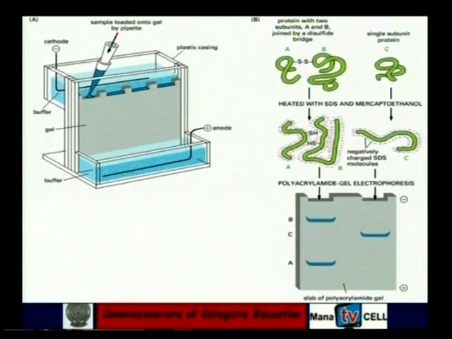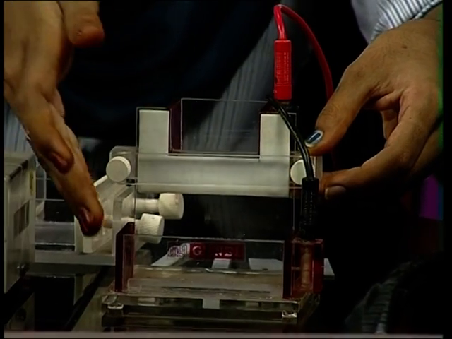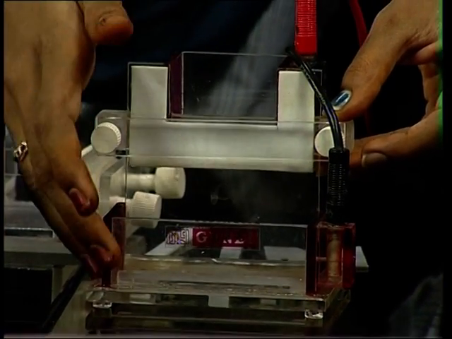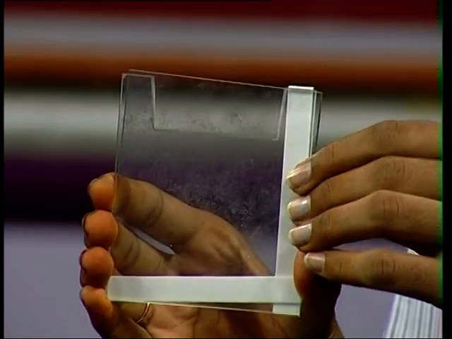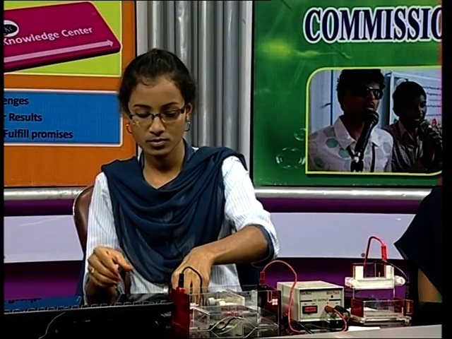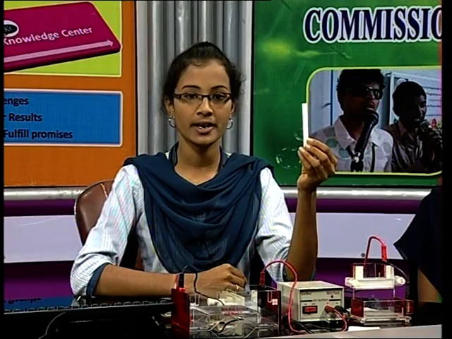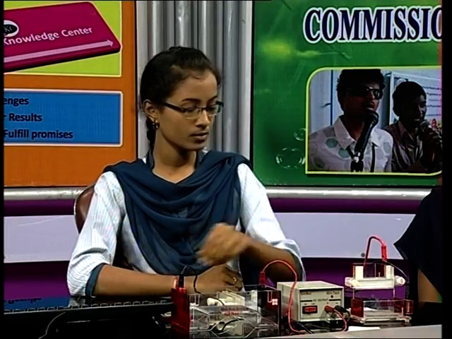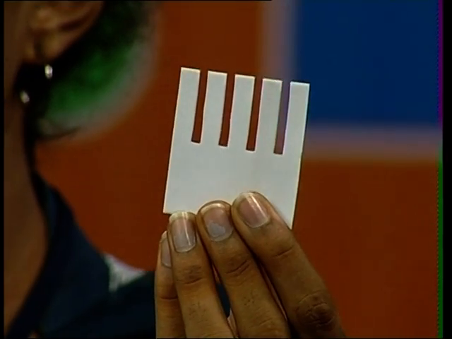And this is the diagrammatic representation of SDS-PAGE. This is the instrument used for SDS-PAGE. This is the upper reservoir and this is the lower reservoir. In between the upper and the lower reservoirs, we have to place the gel. And these are the components. This is a gel casting unit in which we cast the gel. And these are the spacers which are used to provide the gaps in between the gel plates. And these are the combs which are used to provide the wells in the gel.